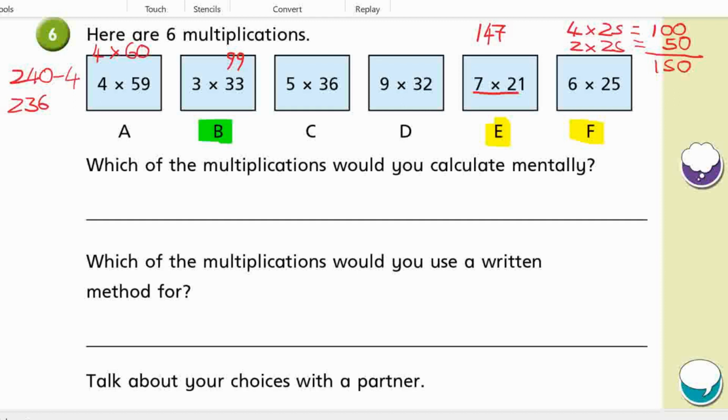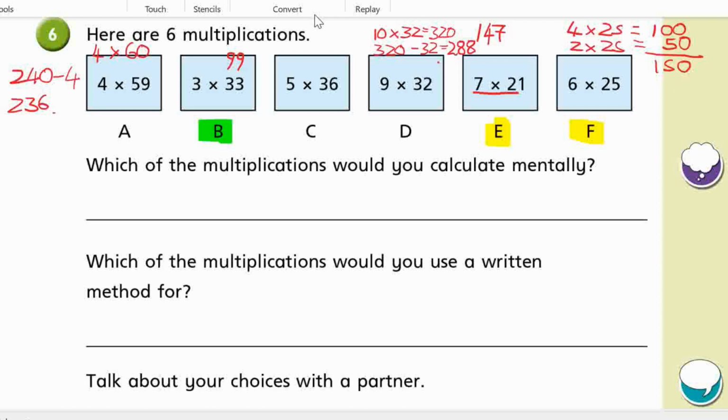Let's try this one. Now, with this one, you can change the 9 to a 10. 10 times 32 gives you 320. So then we have to do 320, take 32. Because you did 10 times it, but we want to do 9 times it, so we need to take 32. Well, in 32, there's 20, and there's 12 left. So 300, take 12. 288. Okay, that's a little bit trickier than that one, right? D was a bit harder.